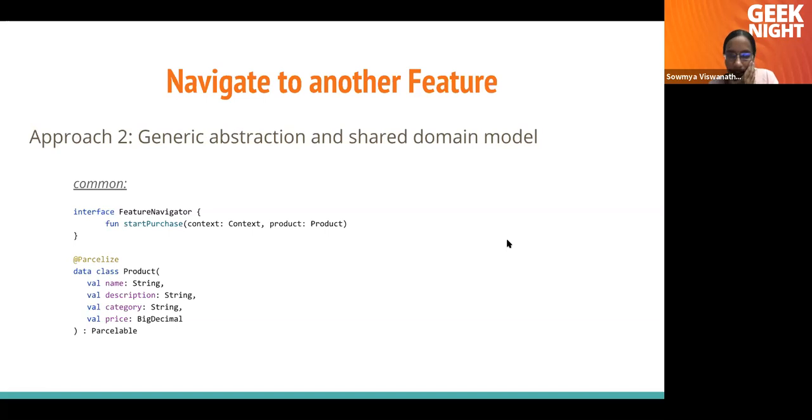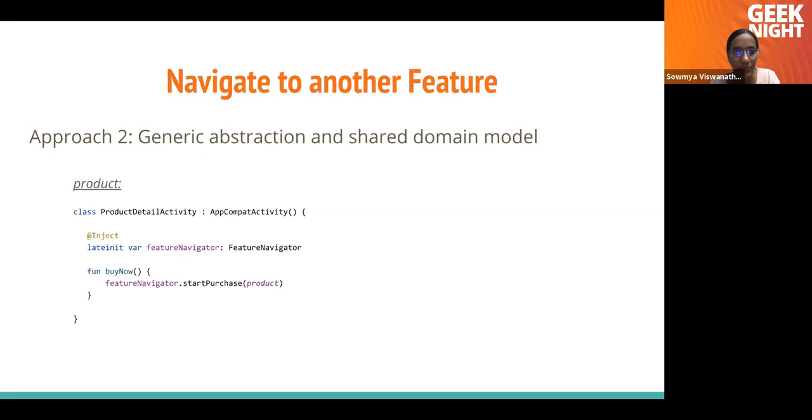Similarly, in the product detail activity, when we want to start the purchase screen, all we have to do is inject the feature navigator. We'll come to the injection part in a bit, we have used Dagger Android. We will look into it when we see the demo. But using this injection, the feature navigator can just start the purchase and take the product model. But now, this is just the contract part of it. Someone needs to implement how the navigation takes place. That is, when any feature says start purchase, it should actually create an intent to start the purchase activity.